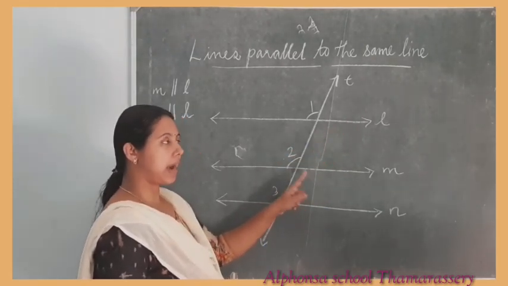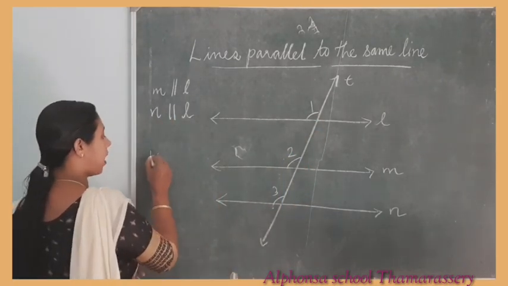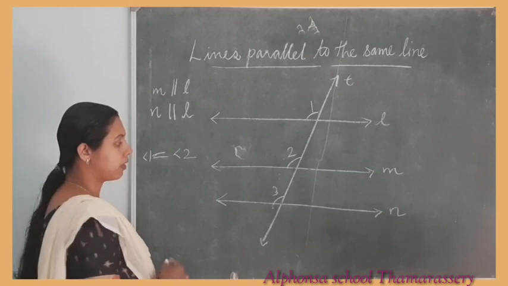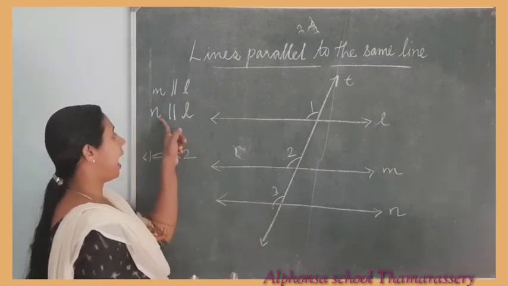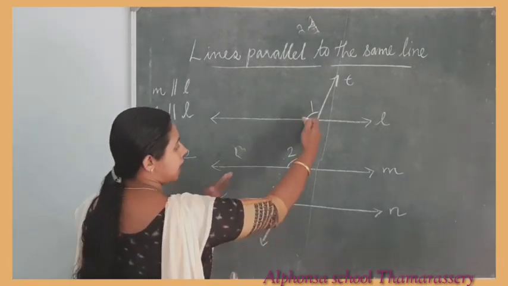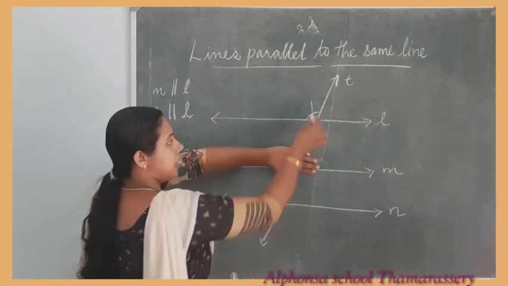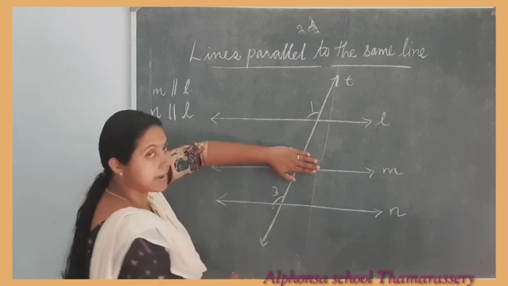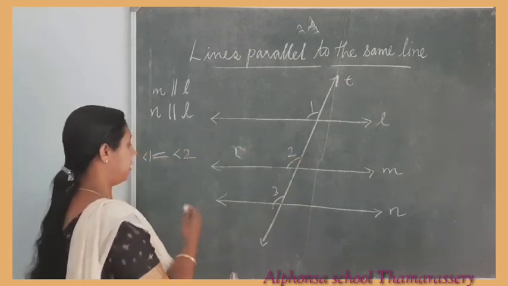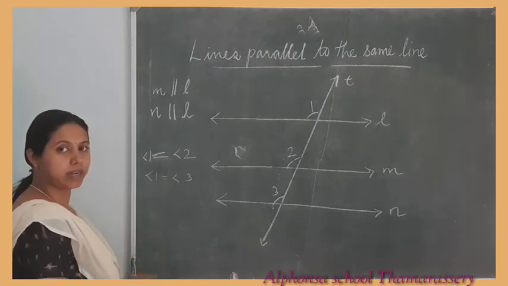If these two lines are parallel, then the pair of corresponding angles are equal. So we will get angle 1 is equal to angle 2 because they are corresponding angles. In the same way, line N is parallel to L and T is a transversal, then this angle and this angle are corresponding angles. So angle 1 is equal to angle 3.